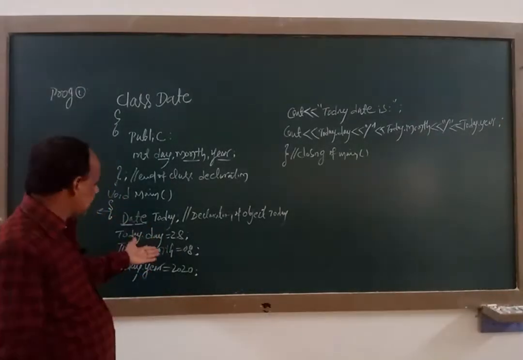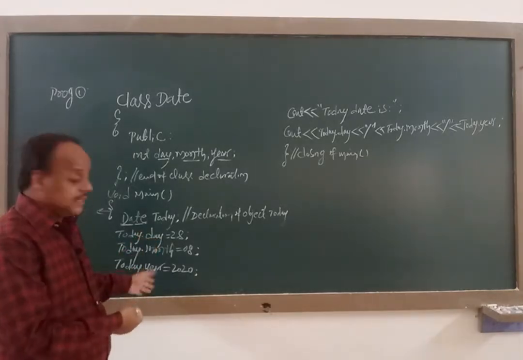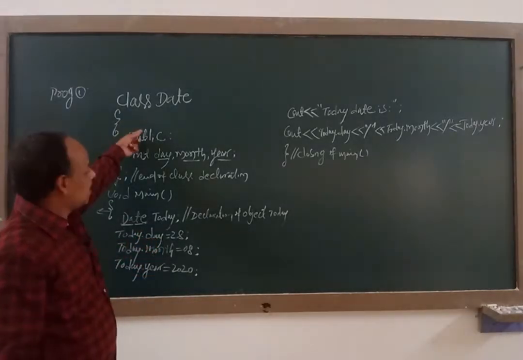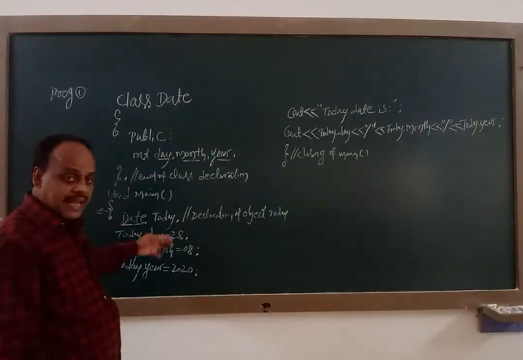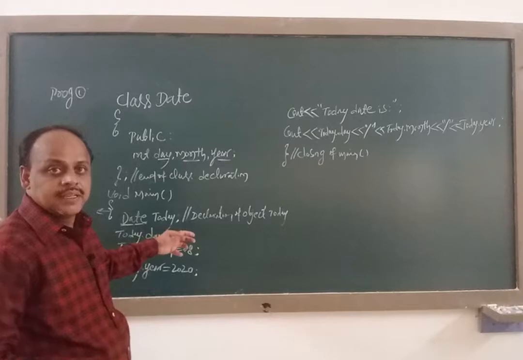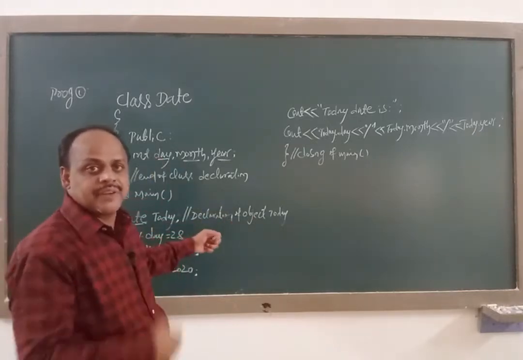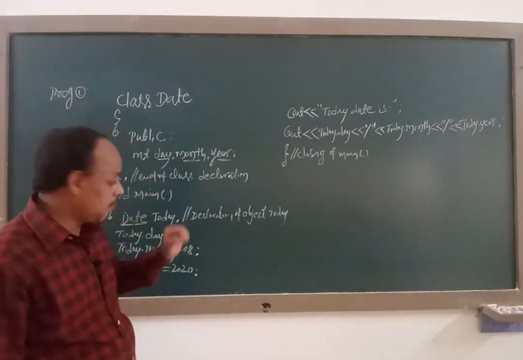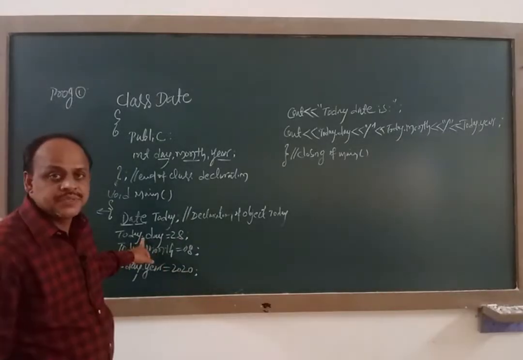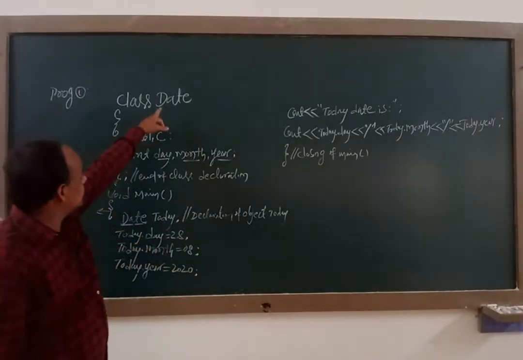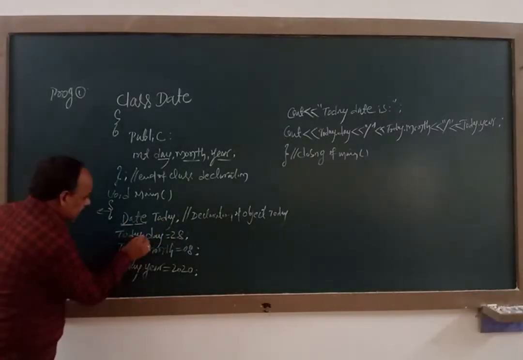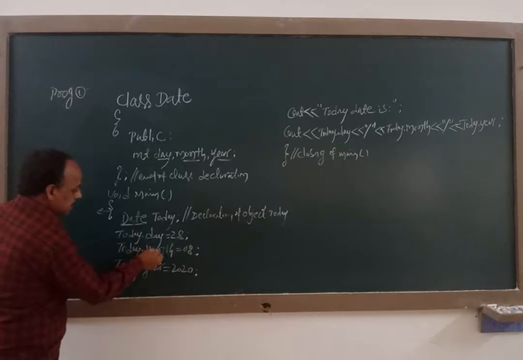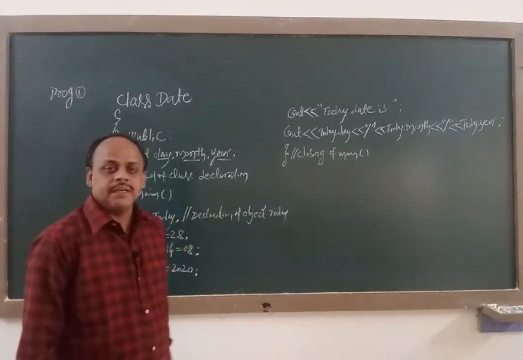Because in the main function we have not declared a day, month, year. These are declared in the above class. So how to access the data members of a class? Last class we studied, we can access the data members of a class with the help of a dot operator with an object. The object of the class Date is today. That's why I have written here today.day is equal to 28, today.month is equal to 8, today.year is equal to 2020.